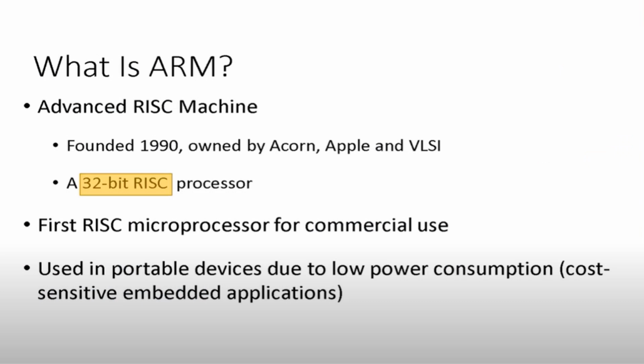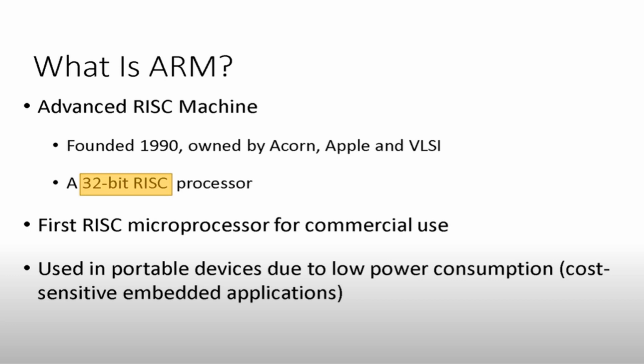So what is ARM? It is nothing but Advanced RISC Machine. What is RISC? Reduced Instruction Set Computer. So ARM is Advanced RISC Machine: A stands for Advanced, RISC, and M stands for Machine. It was founded in 1990. It is owned by Acorn, Apple and VLSI.